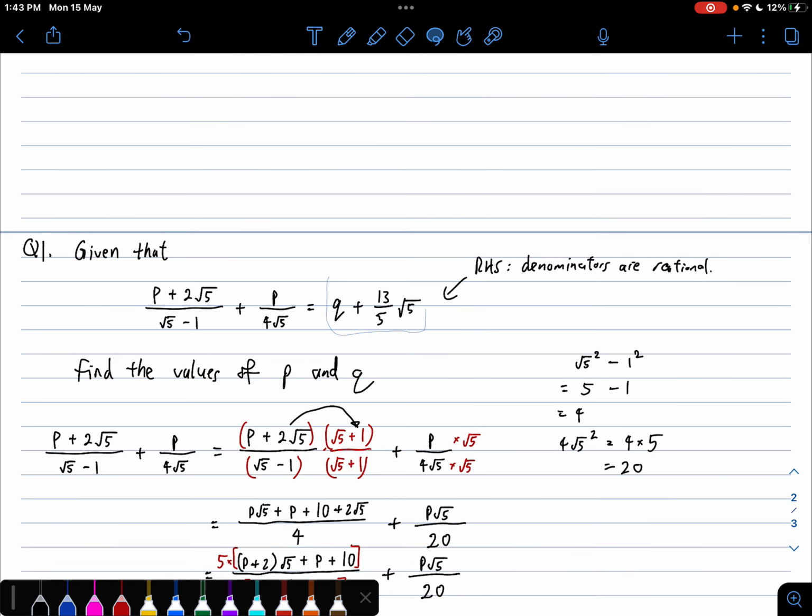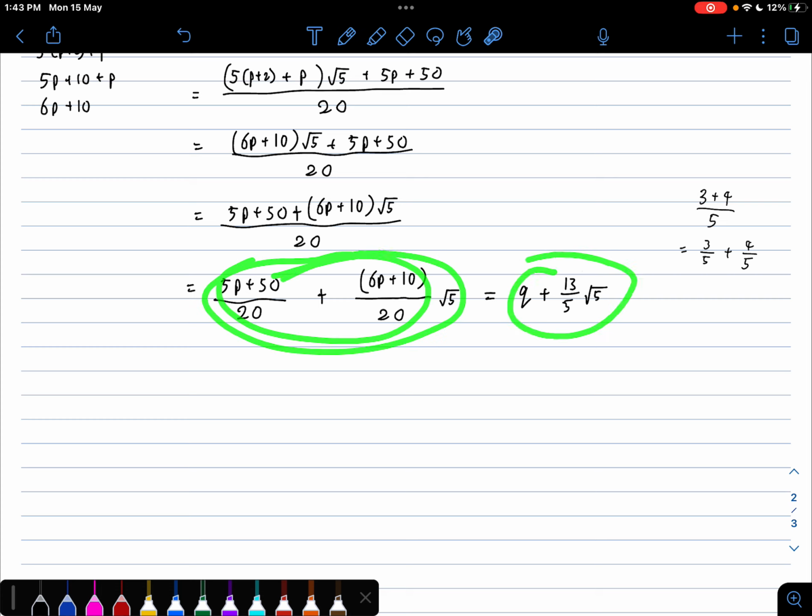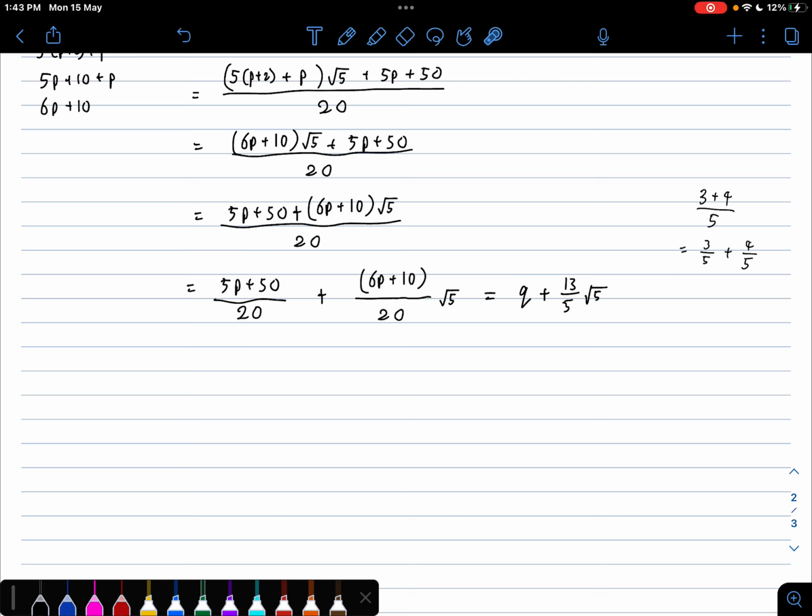Good. Now that we have it in this form, we can compare it with the right hand side, which was q plus 13 over 5 root 5 over here. Comparing, we end up with an equation like this. This entire expression equals q plus 13 over 5 root 5. At this stage, I hope you can see that this part doesn't involve the square root. The q also doesn't involve a square root, whereas this part here is sort of like a coefficient of root 5, and that part there, there's a 13 over 5 in front of the root 5, which is sort of a coefficient of root 5.